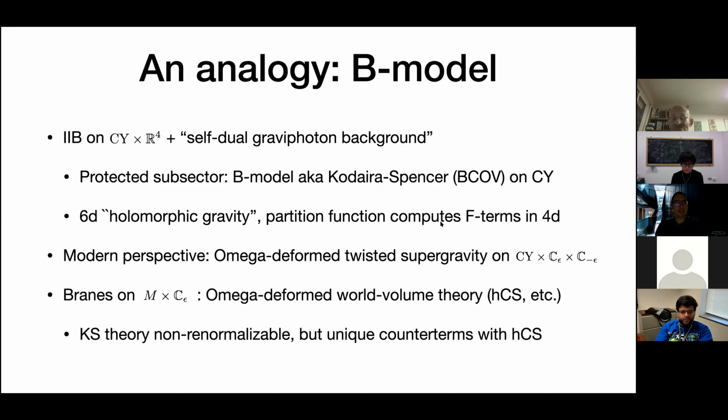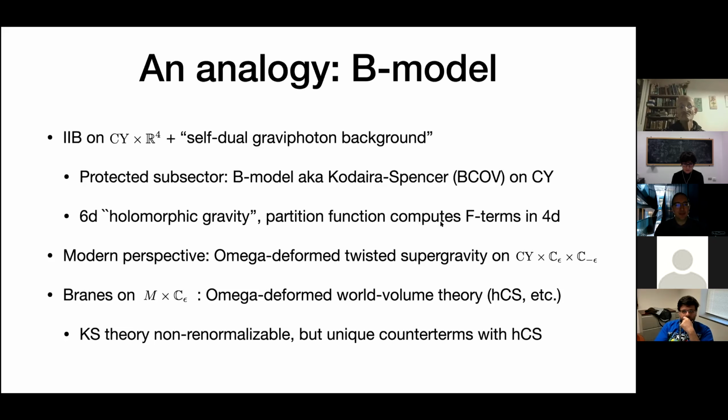You've lost the R4 directions. It's a theory that describes deformations of the Calabi-Yau geometry. It's a kind of holomorphic gravity, so it's a sort of gravity for complex structures. The partition function of this six-dimensional theory computes some protected quantities in the original physical theory. Namely, it computes some F-terms in the four-dimensional effective action that you get by compactifying the type II theory on the Calabi-Yau manifold.